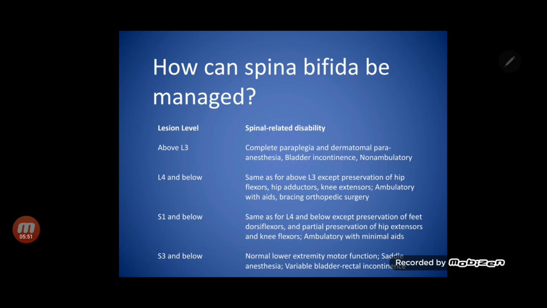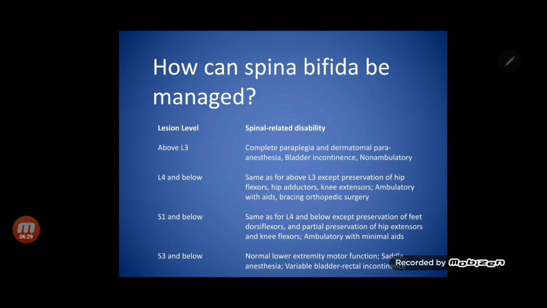In L4 and below, the clinical presentation is usually just like L3, except with preservation of some hip flexors, hip adductors and the knee extensors. The patient is usually ambulatory, with risks of bracing and orthopedic surgery. In S1 and below, it's the same as for L4 and below, except for preservation of foot dorsiflexion and partial preservation of the hip extensors and knee flexors. Usually the patient is ambulatory with minimal aids. Here the surgery is not that extensive.